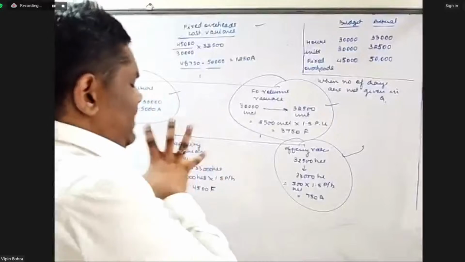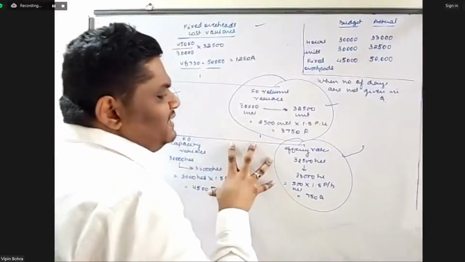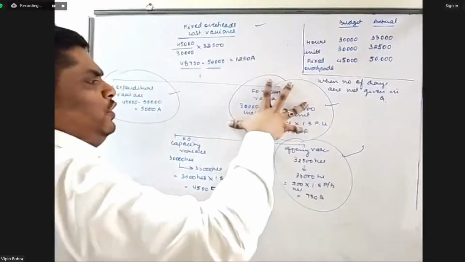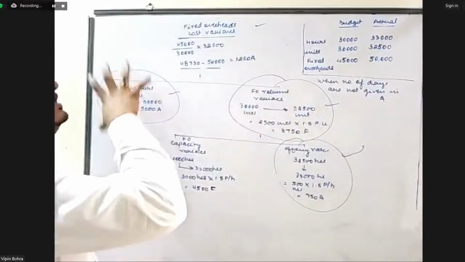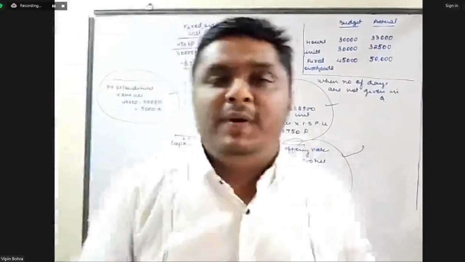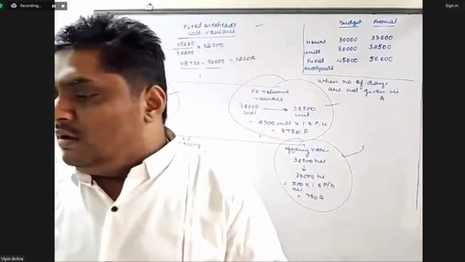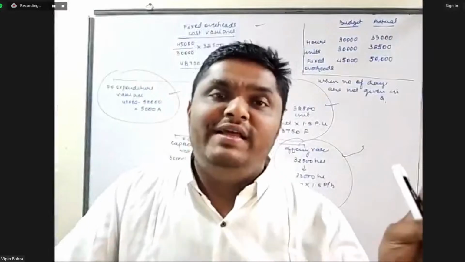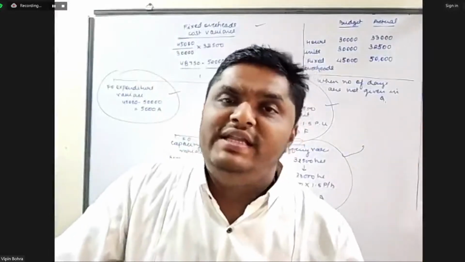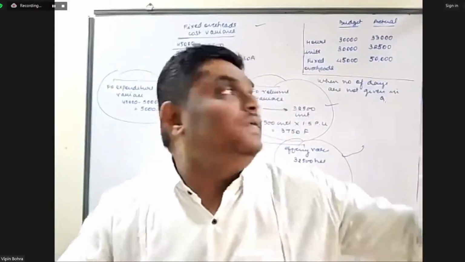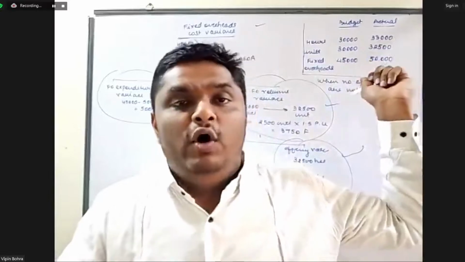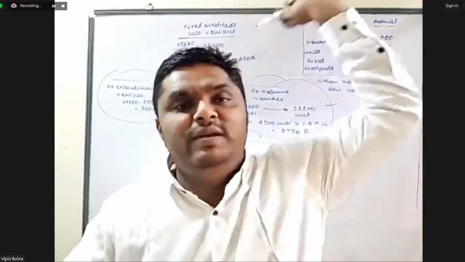Yes, Sanya, calendar plus capacity plus efficiency will be volume. Volume plus expenditure will be cost. So this is the purpose of this chart. I repeat again, calendar variance plus capacity variance plus efficiency variance will be volume variance. And volume plus expenditure will be cost.